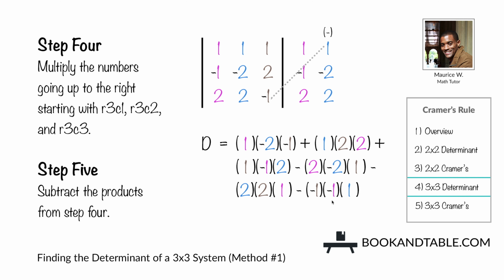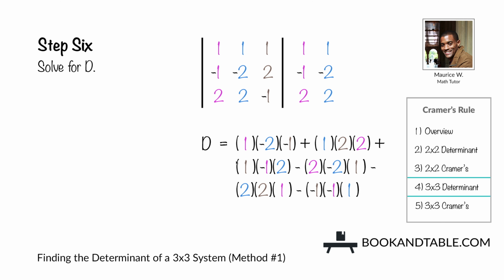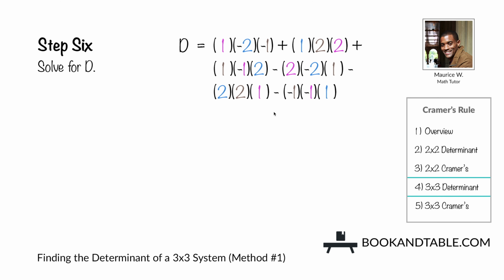So now, step 6, we can solve for D by evaluating this expression. So let's move the matrix to the side for a moment and evaluate each piece. So first we have 1 times -2 times -1, which would be equal to -2 times -1, which is +2. Then we add that to 1 times 2, which is 2, times 2, which would be 4. And then we add that to the product of 1 times -1, which is -1. -1 times 2 is -2.